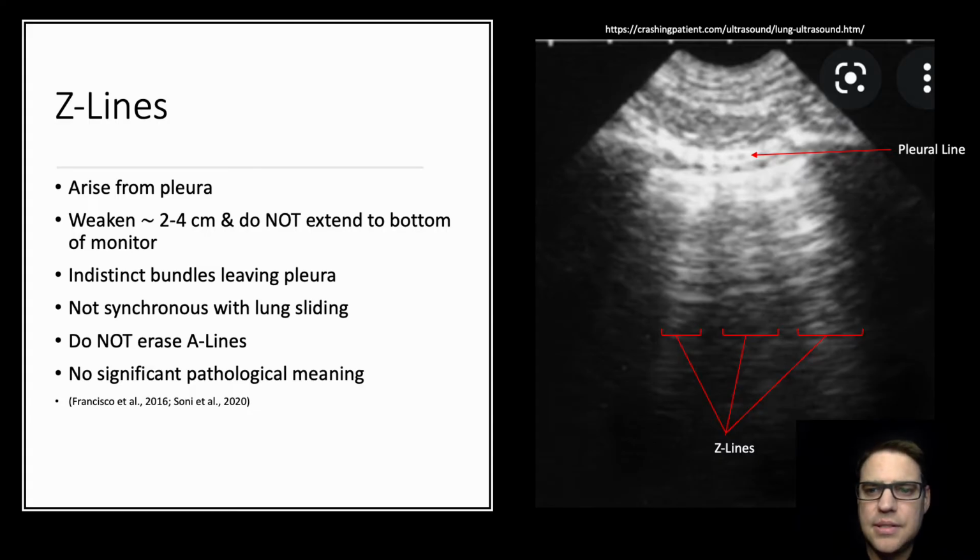Like B-lines, Z-lines arise from the pleura, but have the following differences. Z-lines weaken after 2 to 4 centimeters and do not extend to the bottom of the POCUS monitor. Z-lines are not as distinct as B-lines and look more like a mass or a bundle of lines leaving the pleura. Z-lines are not synchronous with breathing or lung sliding, and they do not erase A-lines. Z-lines have no significant pathological meaning and are found in healthy individuals.